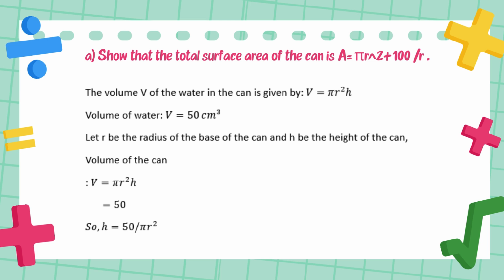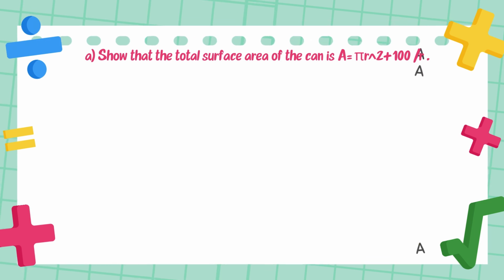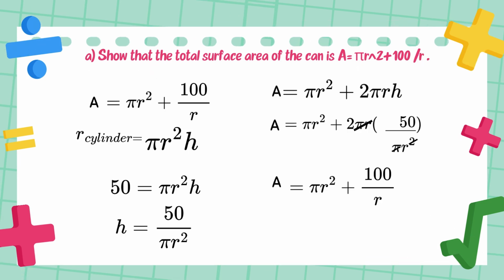So, the first step is we know that the volume V of the water in the can is given by V equals pi r squared h. And the volume of water is V equals 50 cm cubed. We're going to let r be the radius of the base of the can and h be the height of the can. So, volume of the can is V equals pi r squared h and V equals 50. So by solving for h, we will get h equals 50 over pi r squared.